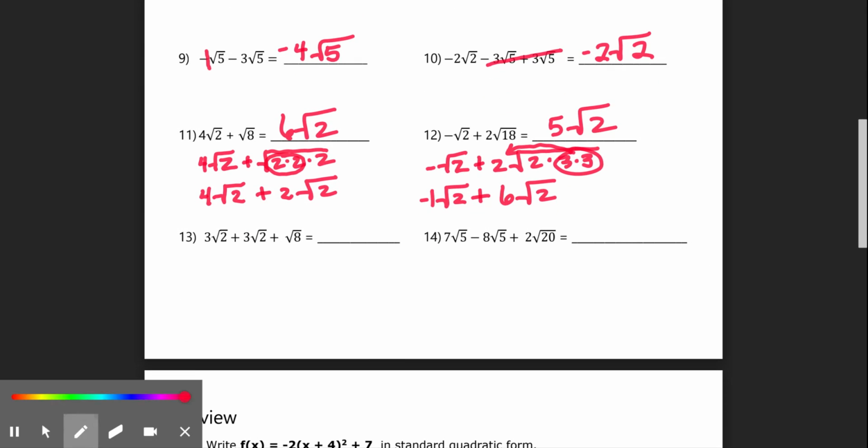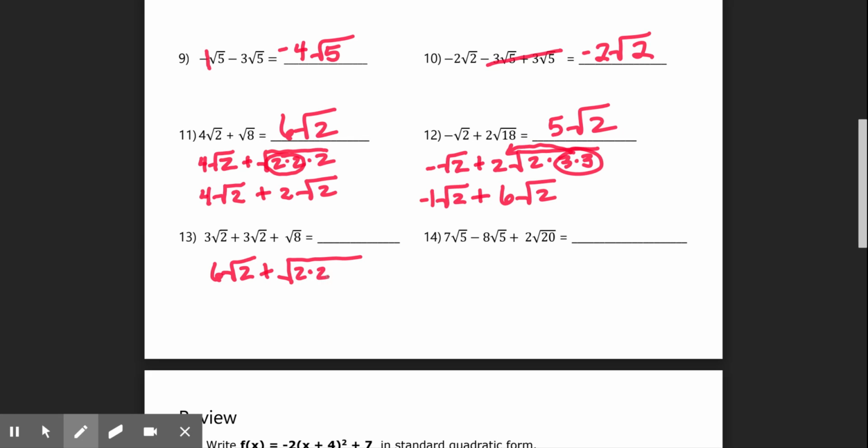Number 13. 3 square roots of 2 plus 3 square roots of 2. I mean, I can go ahead and combine those. That would give me 6 square roots of 2. Plus, remember the 8 is 3 2's. So I'm going to pull out the 2. So I have 6 square roots of 2 plus 2 square roots of 2 gives me 8 square roots of 2.